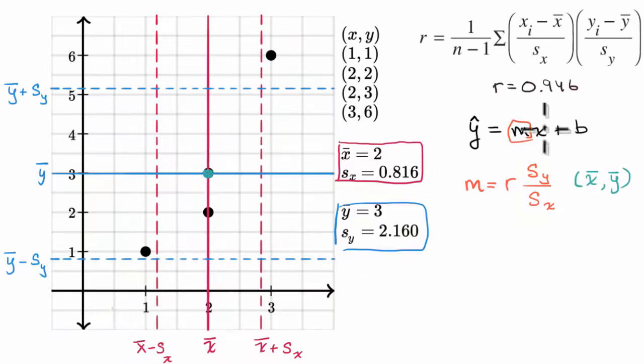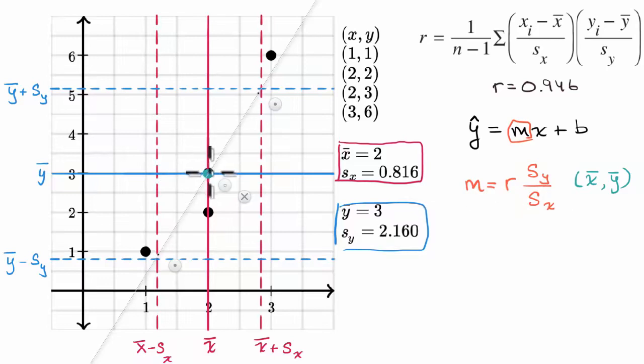So before I even calculate for this particular example, where in previous videos we calculated the r to be roughly 0.946, let's just think about what's going on. Our least squares line is definitely going to go through that point. Now if r were 1, if we had a perfect positive correlation, then our slope would be the standard deviation of y over the standard deviation of x.